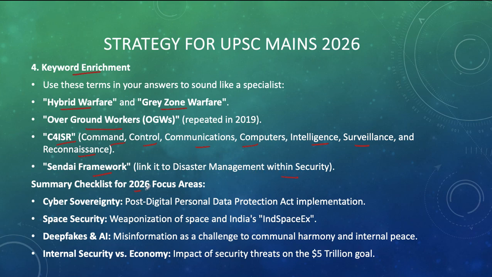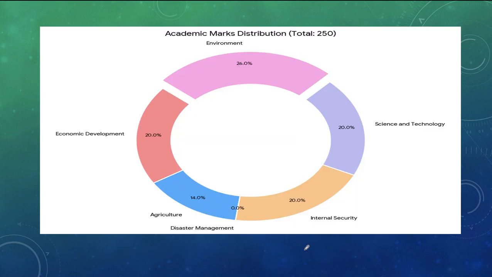So what are some of the priority areas for 2026? Work on cyber sovereignty, space security, deepfakes and AI, internal security versus economy. So try to work on this aspect, students.